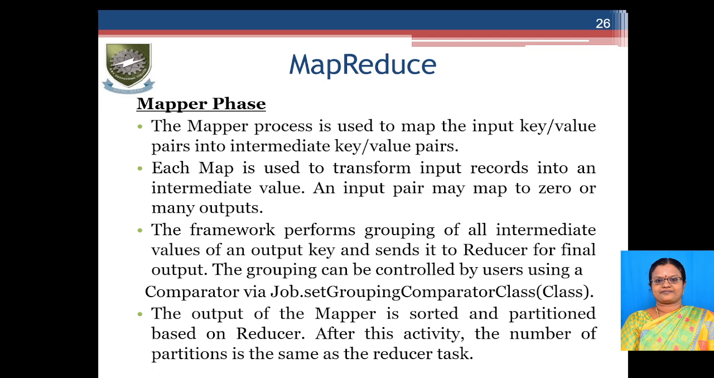The mapper phase is used to map the input key value pairs into some intermediate ones. Then each map is used to transform the input records into an intermediate value. The framework follows the grouping of all these intermediate values, and in Java it is performed using a comparator class, especially the library called job.setGroupingComparatorClass. This is used by the mapper phase in Java programming.